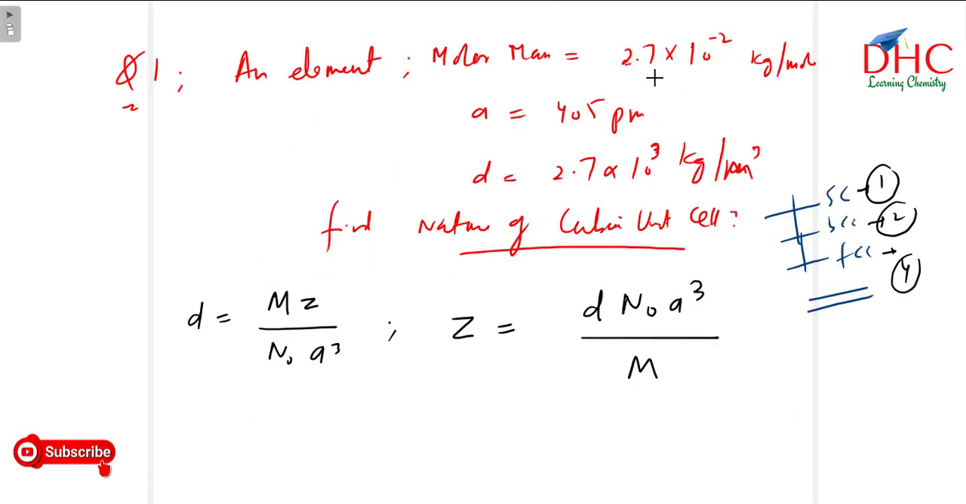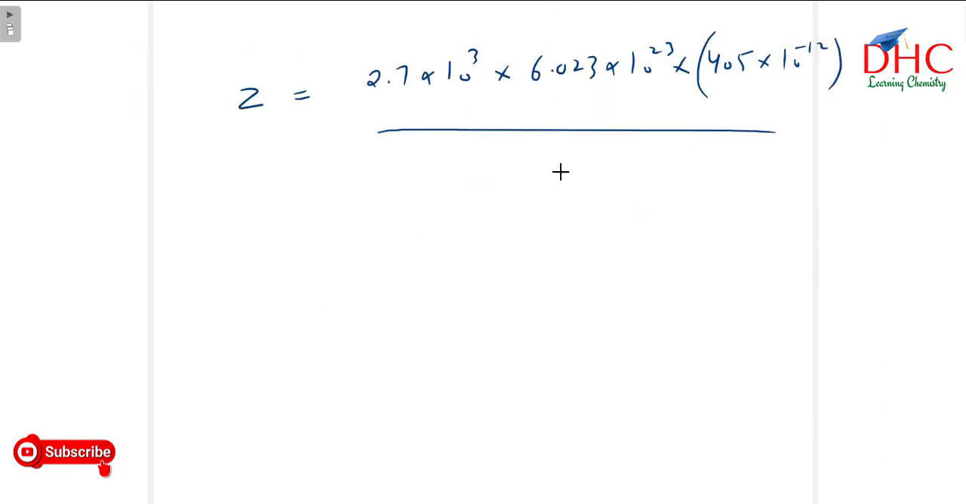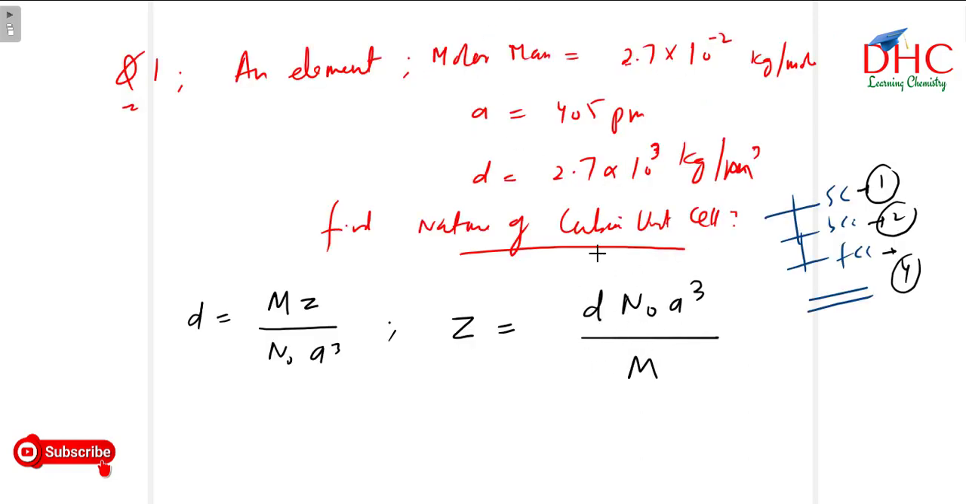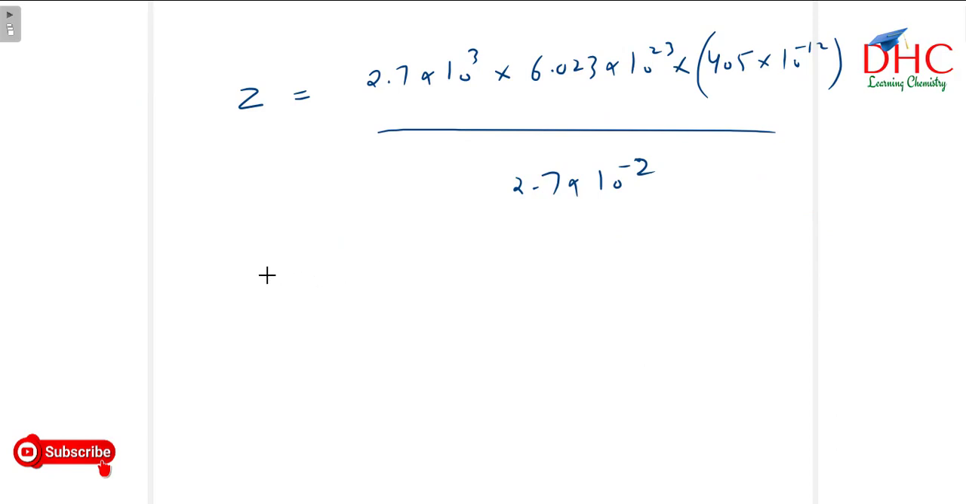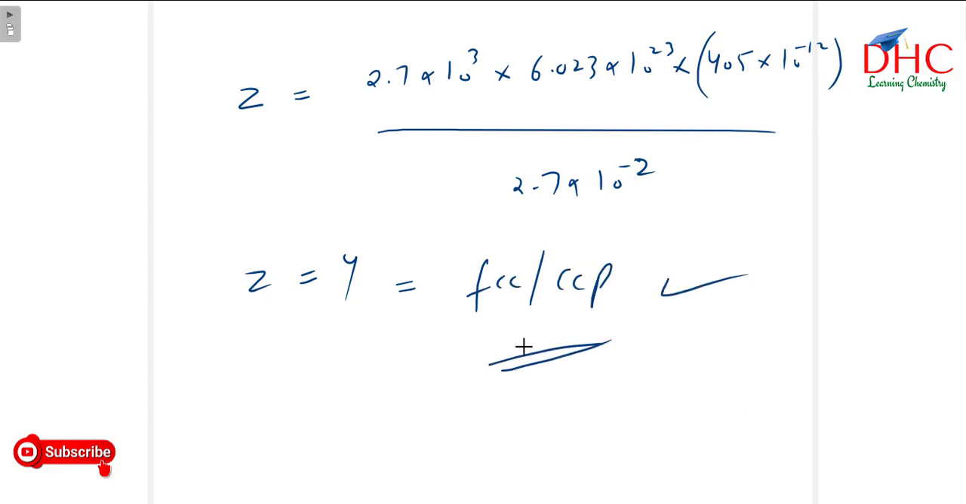Divide by molar mass, that is 2.7 into 10 to power minus 2. So you put the values here. Now z is found to be equal to 4. When you solve this, that is equal to FCC or CCP unit cell. This is how you can find the nature of a unit cell or cubic crystal once the data is given.